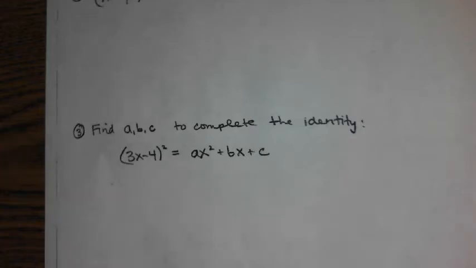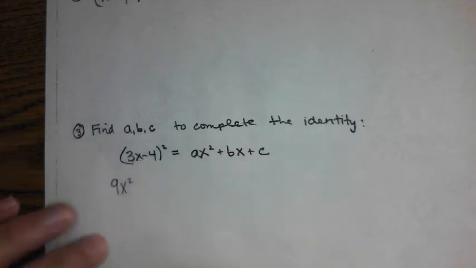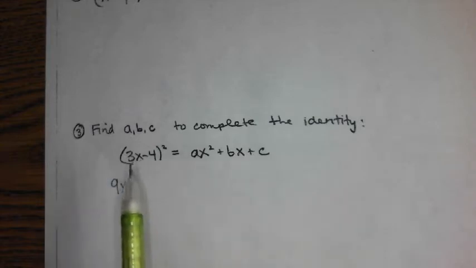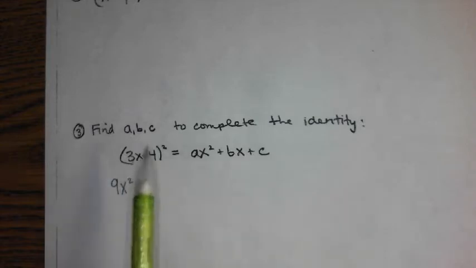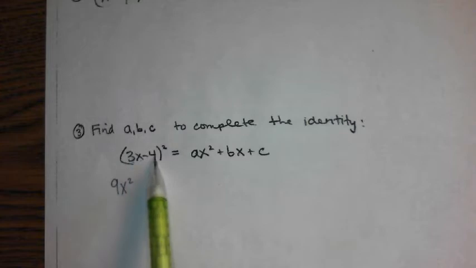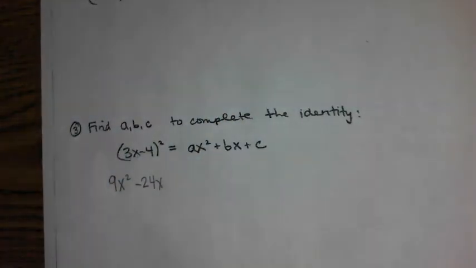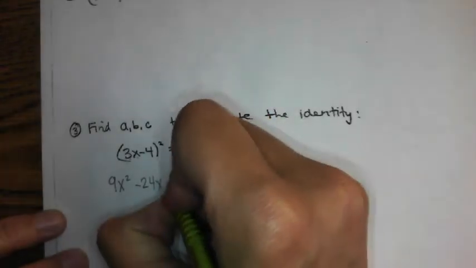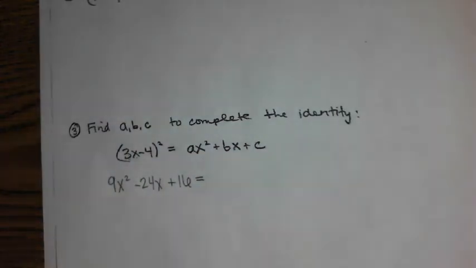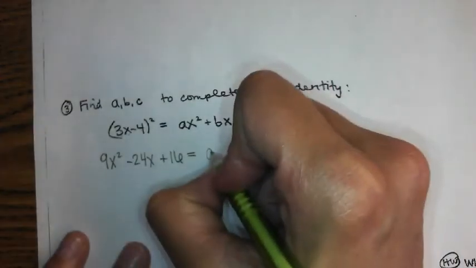Who can tell me what the first term is going to be? 9x squared, which he gets just by doing 3x times 3x, right? Who can tell me what the middle term is going to be? Minus 24x, yes? So 3x times 4 is 12x, and then we're going to double that, minus 24x. And then the last term, who can tell me? Go ahead. Positive 16, very good.